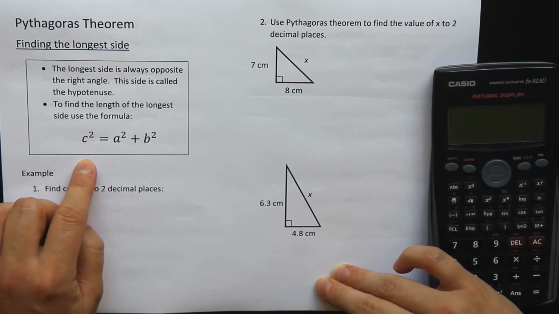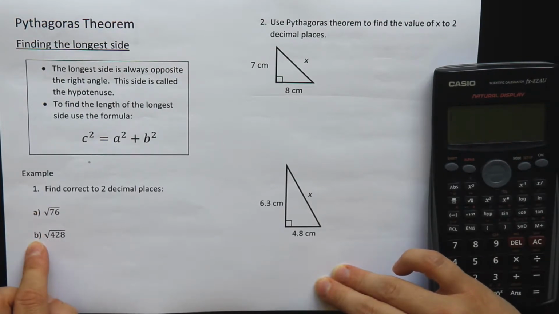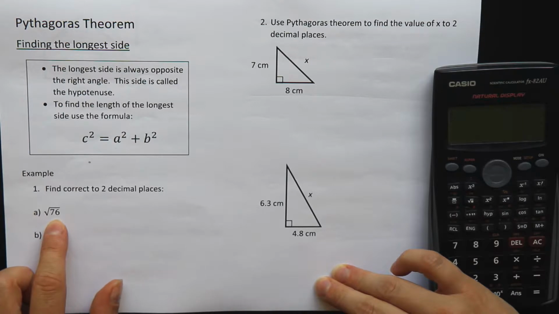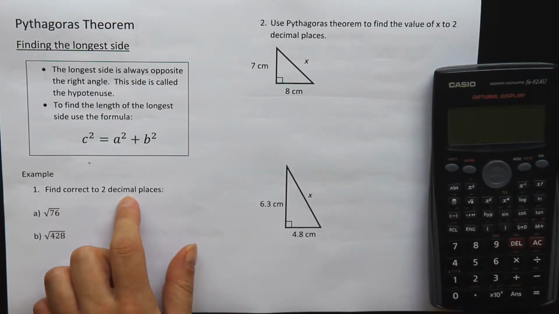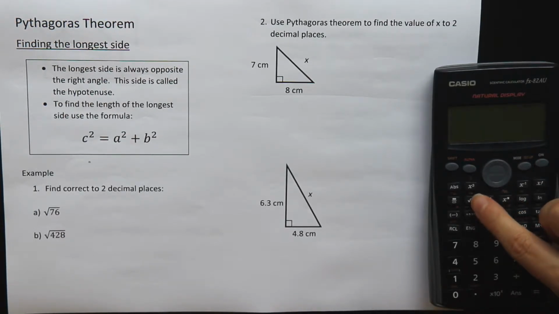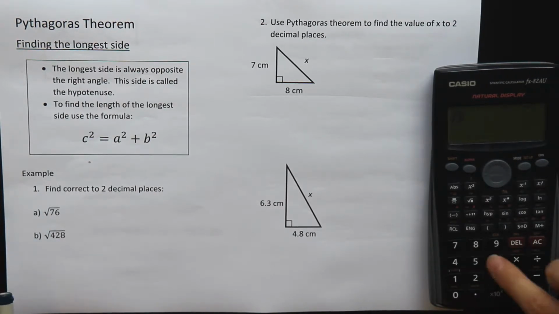Now before I show you how to use the formula, we have some practice things here to help us remember how to find square roots on the calculator. We want to type in the square root of 76 and we want to find our answer correct to 2 decimal places. So on your calculator, find your square root button. For mine, it's right here, square root. And underneath, I'm going to type in 76 equals.